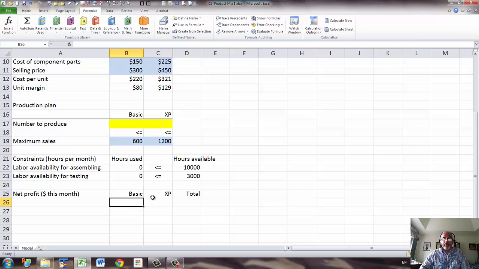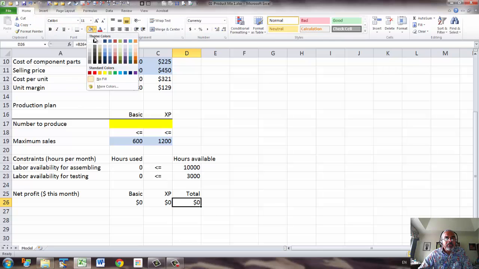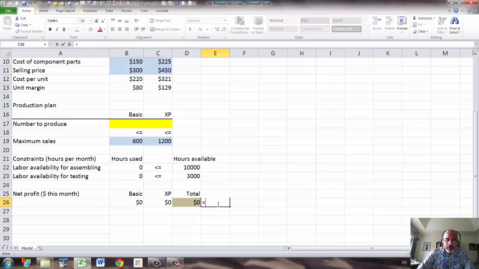Now let's look at the profit that we'll be making. So we make $80 profit per unit times how many units of basic we will make. That will give us the profit for basic. You copy that over, that will give you the profit we'll make of XP, and if you add the two, then that is the total profit we will make, and that is our objective cell. So we will give a different color for that. And this is what we want to maximize.